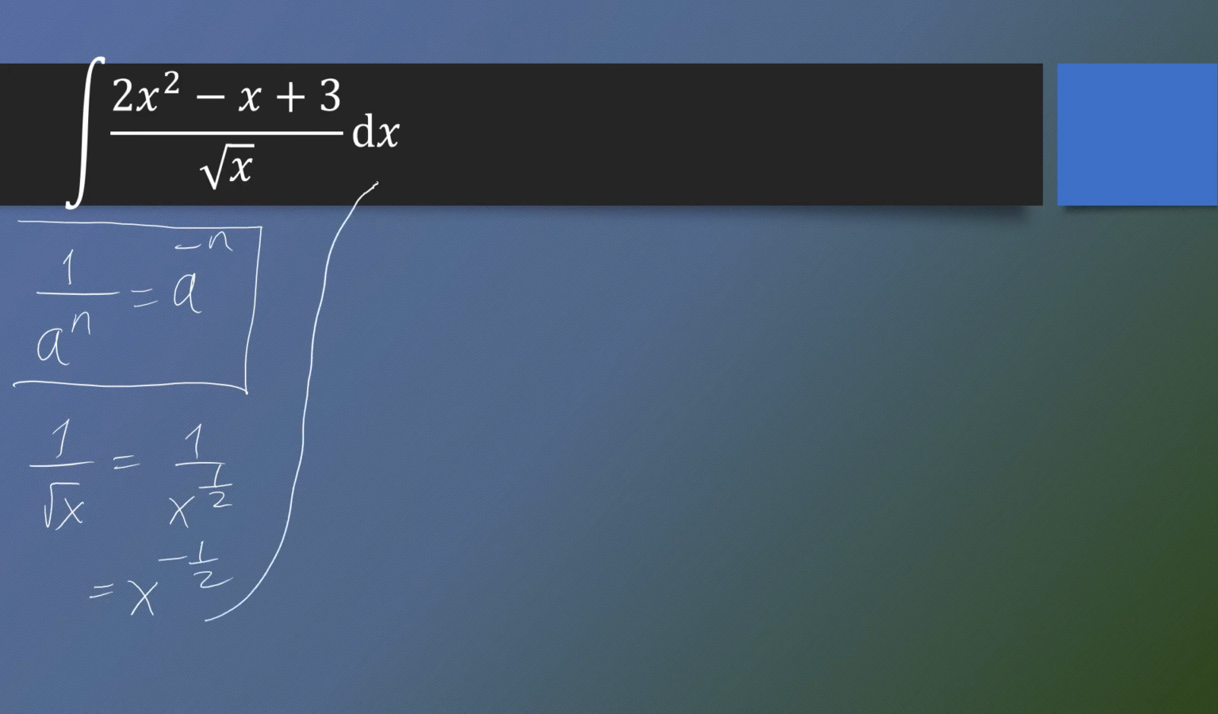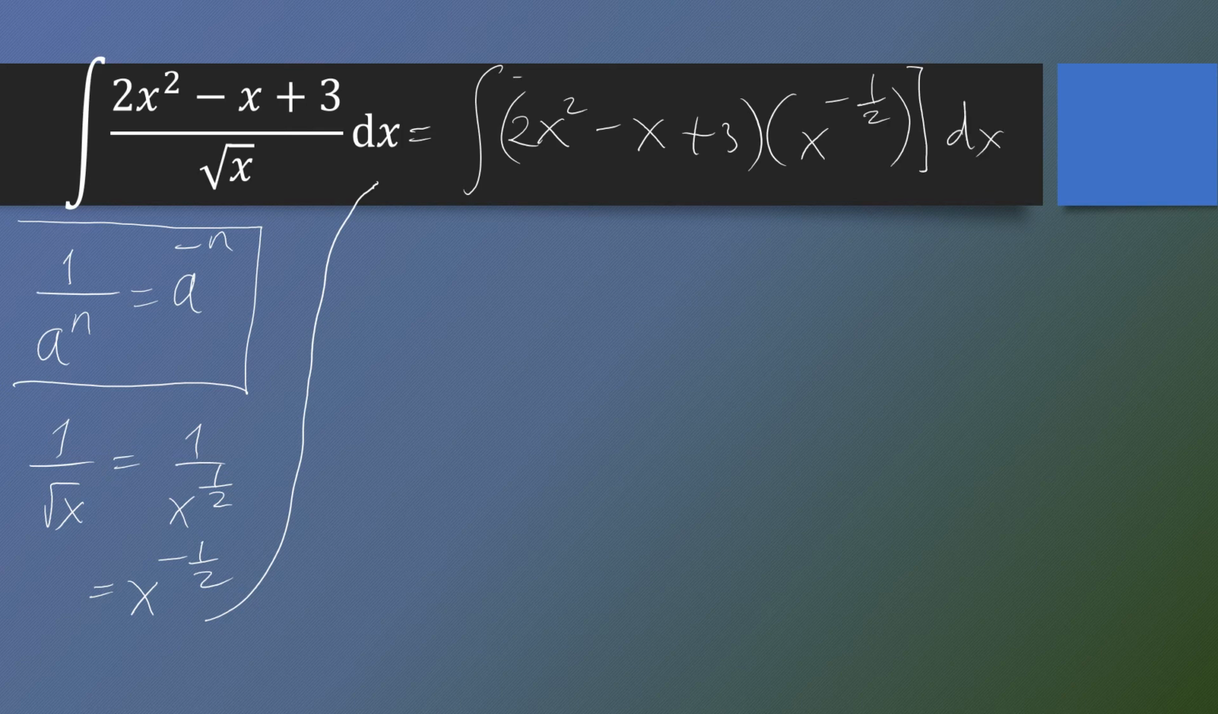And so this expression we can rewrite as integral of 2x squared minus x plus 3, multiplied by x to the power of negative 1 half, with respect to x. Now just simplify your expression. So we have integral 2x to the 3 over 2, x to the 1 half, and 3x to the negative 1 half.